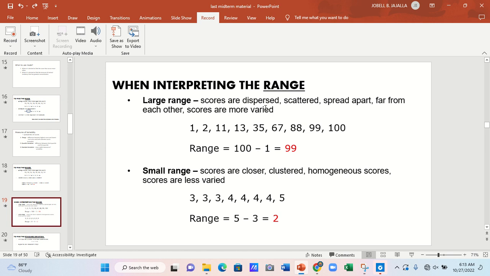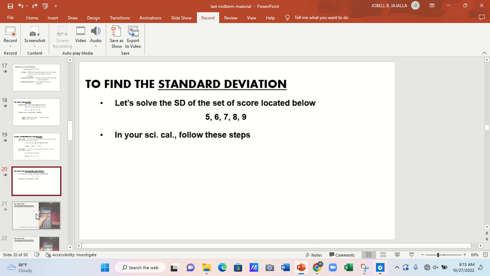Now, kung small range siya, pasabot lang ana, scores are closer, clustered, homogeneous scores. Scores are less varied. Okay, pasabot ana, dugol ang mga scores. Kung large range, katag ang mga scores. Ana lang siya ang pasabot between small range and large range.